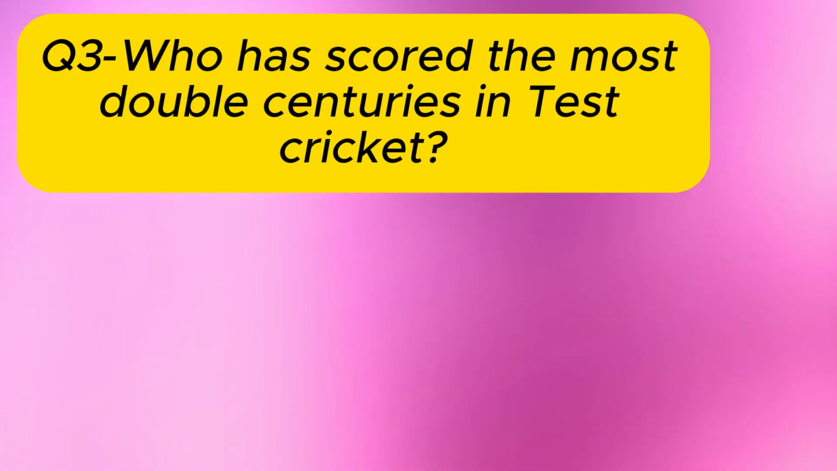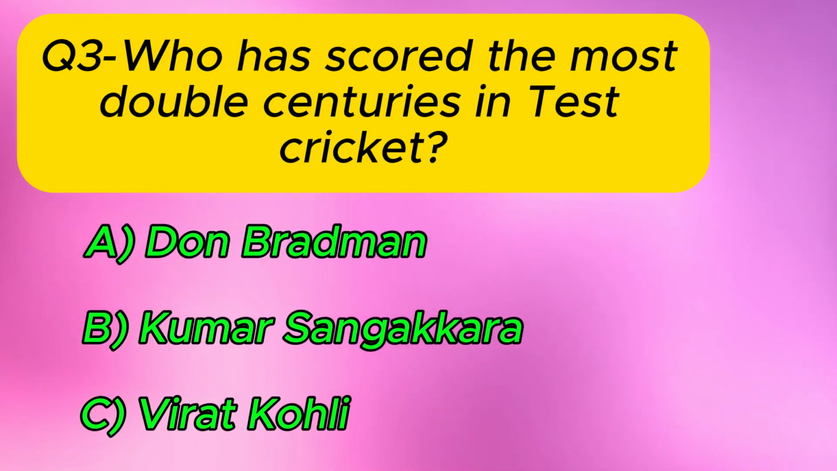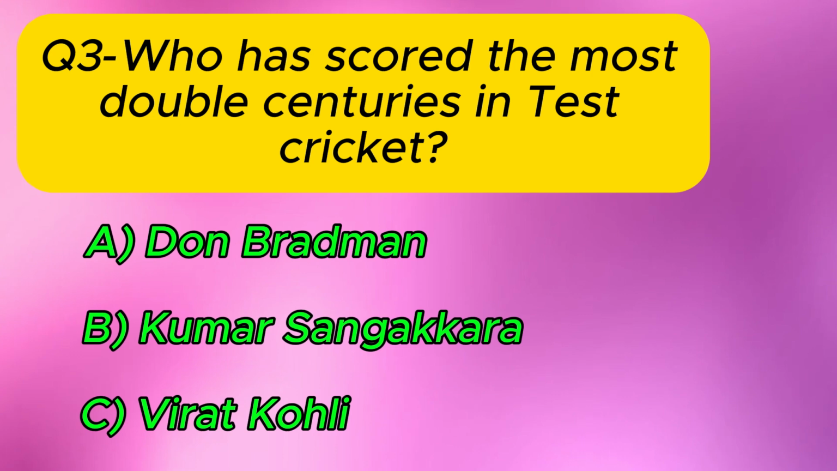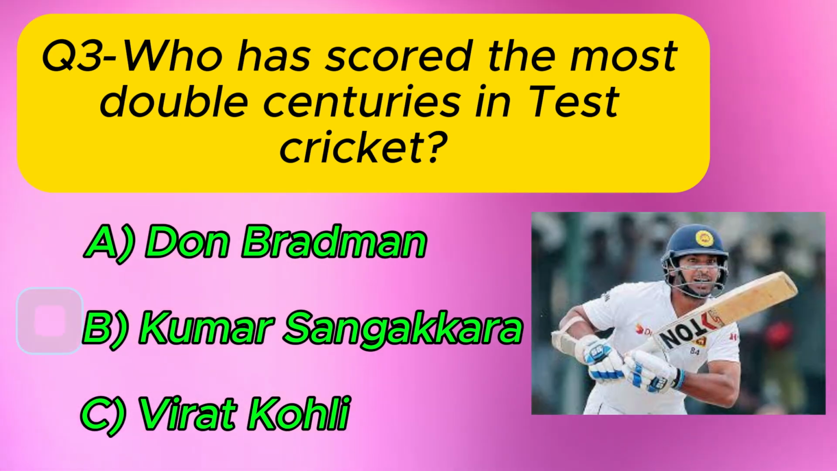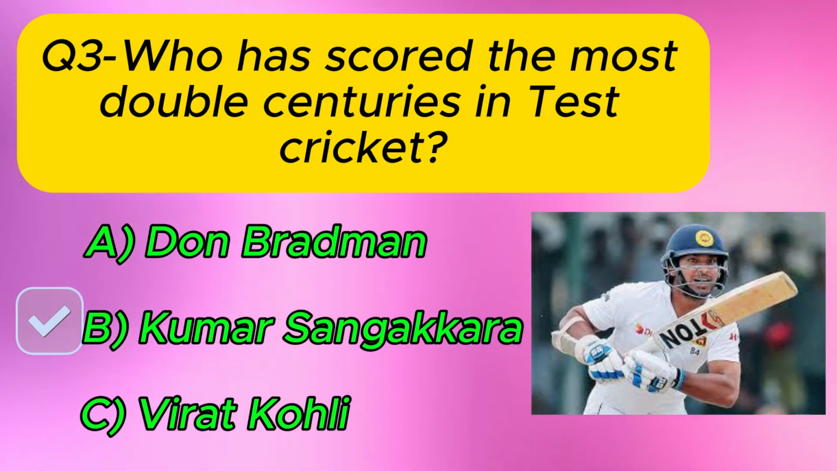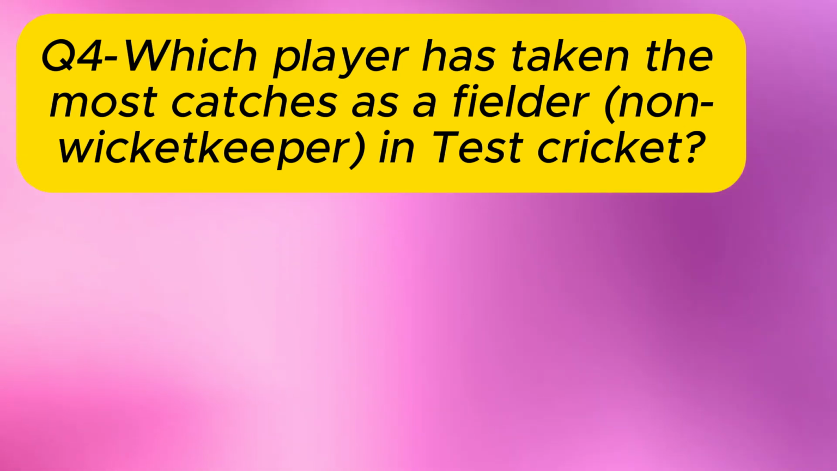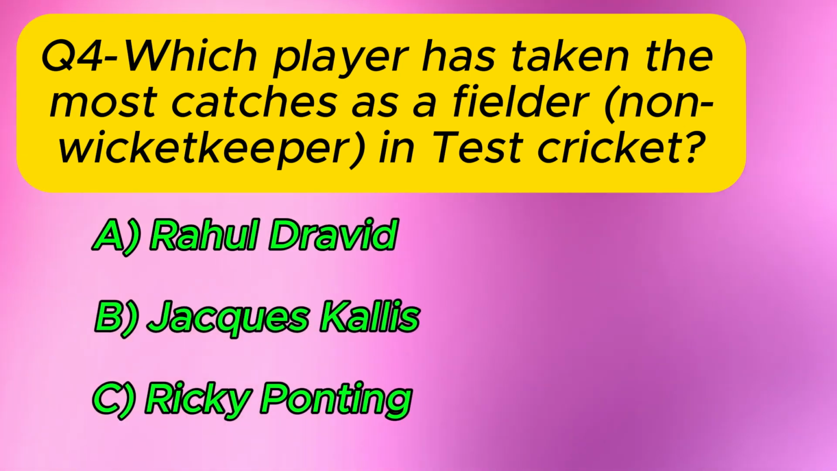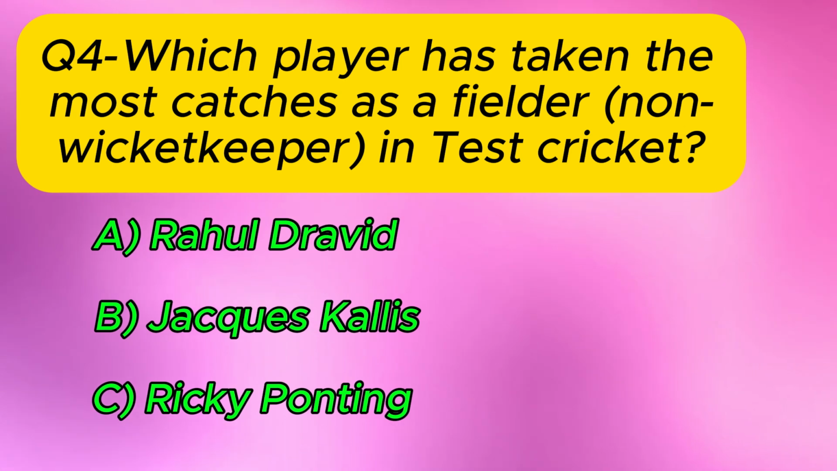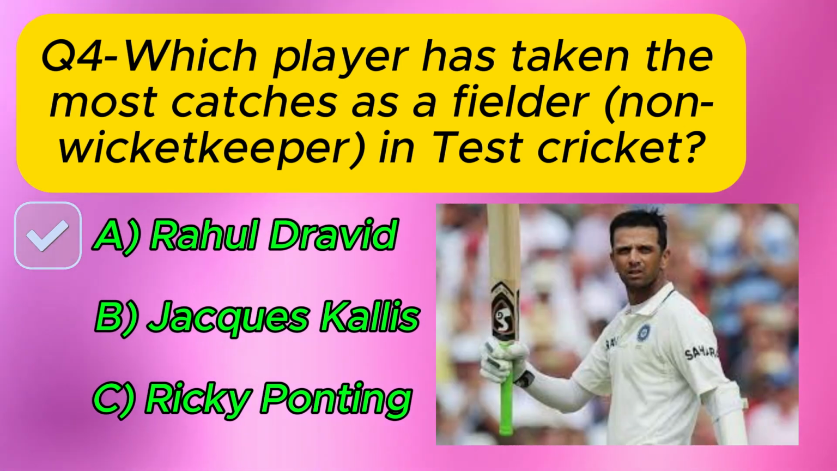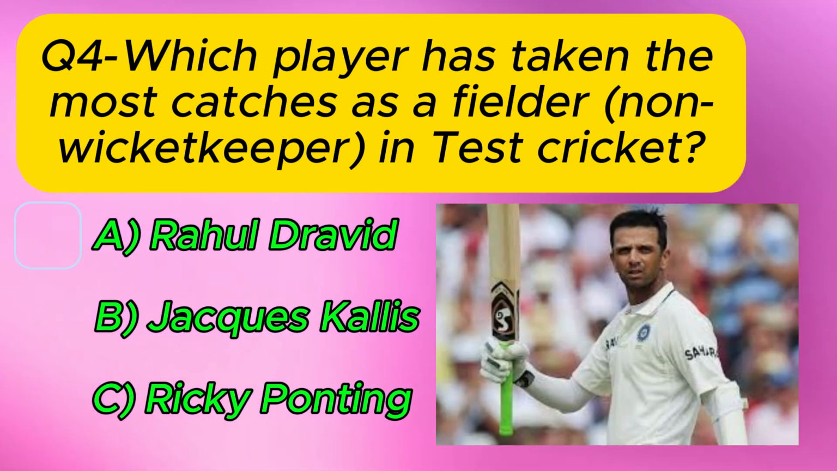Who has scored the most double centuries in Test cricket? Correct answer is option B, Kumar Sangakkara. Which player has taken the most catches as a fielder, non-wicket keeper, in Test cricket? Correct answer is option A, Rahul Dravid.